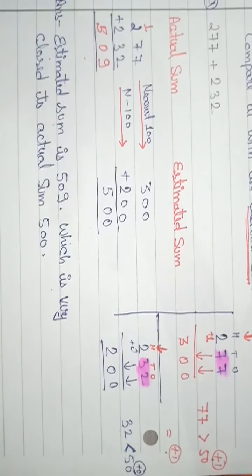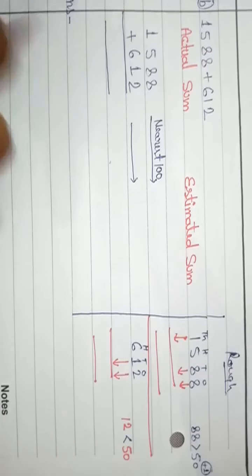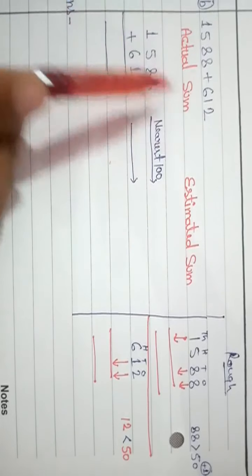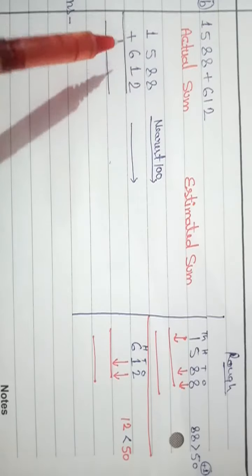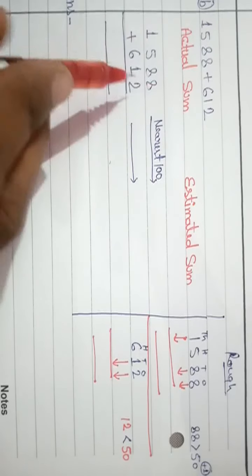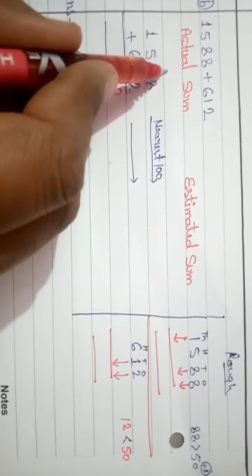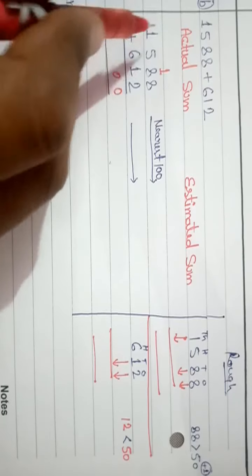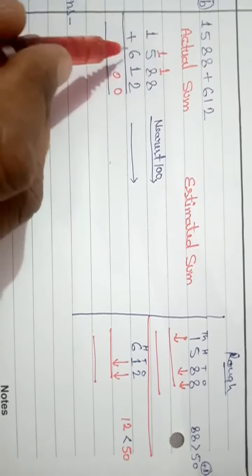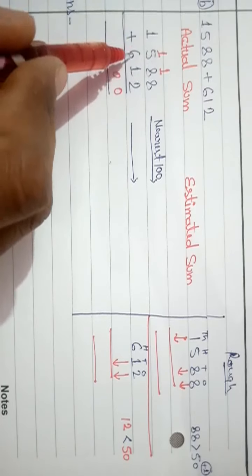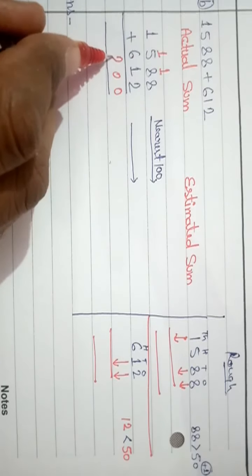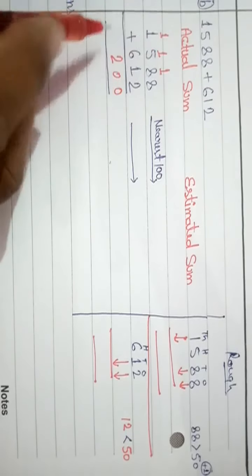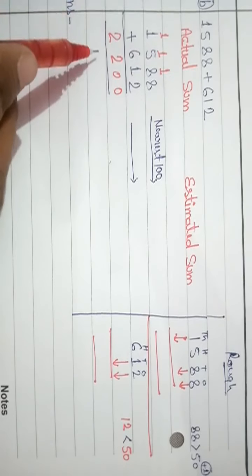Okay, let's start B part. This is our B part. 1588 plus 612. First we will find the actual sum. 8 and 2, 10, 1 carry. 8 and 1, 9 and 1, 10. Again we give 1 carry to the 100 place. Now 5 and 6, 11 and 1, 12, and we give carry to the 1000 place. So 1 and 1, 2. Actual sum is coming 2200.